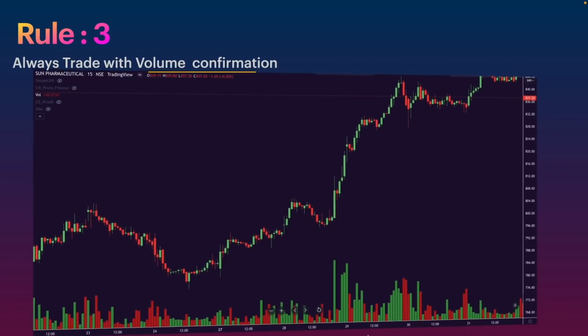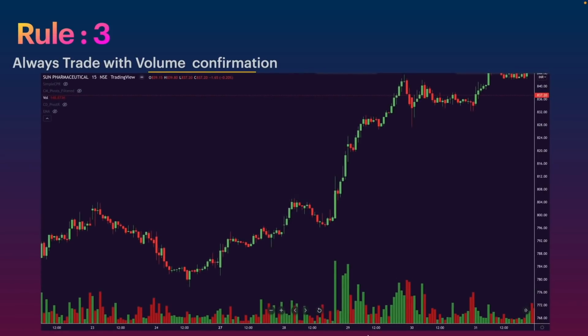Now rule number 3. Always trade with volume confirmation. What do I mean by volume confirmation? Let's understand this with an example. Traders, this is a chart of Sun Pharma, 15 minutes time frame. If we observe this chart closely, this stock rejected at the same level 2 times. First the market rejected here. Now for the second time, this stock rejected at this level. Can you see a consolidation and retracement? So we can consider this level as an important resistance level.